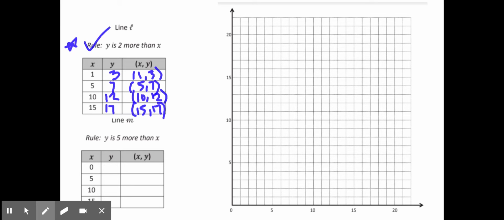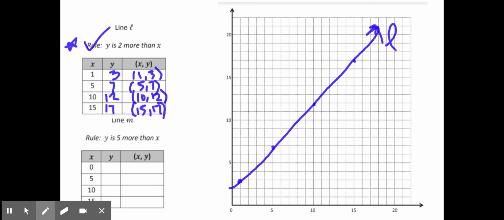So now that I've done this rule, I'm going to go ahead and graph it. So I have (1, 3), (5, 7), (10, 12), going up on my 10, there we go, and then (15, 17). There we go. All right, and then there's my line.